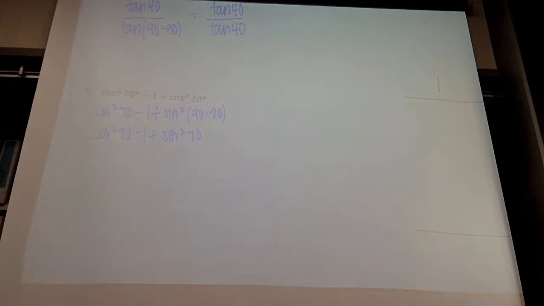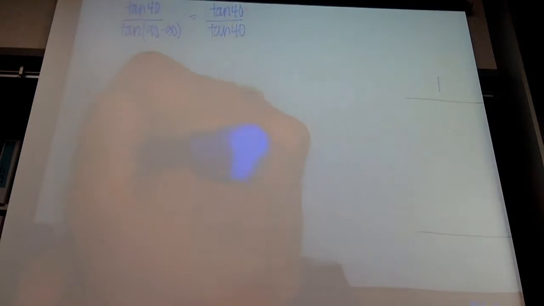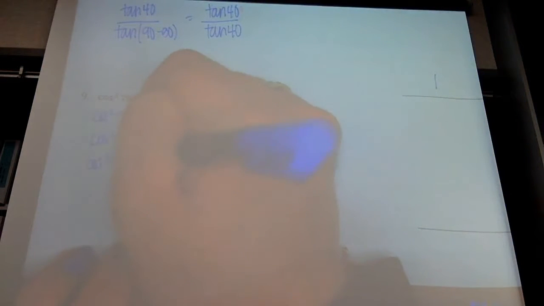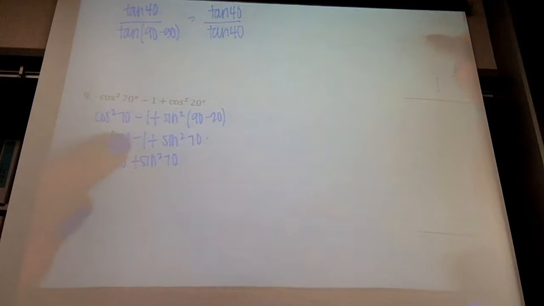Now, on your work, what I posted online, and what I would do here is recognize that we have cosine squared and sine squared, so I can rearrange it. All I'm going to do is swap the order. I'm not changing the actual equation. Remember, with adding, you can change the order as long as you keep the sign. So cosine squared 70, I'm going to keep there. I'm going to move the plus sine squared 70 to be second. And then the minus 1 is going to come after.